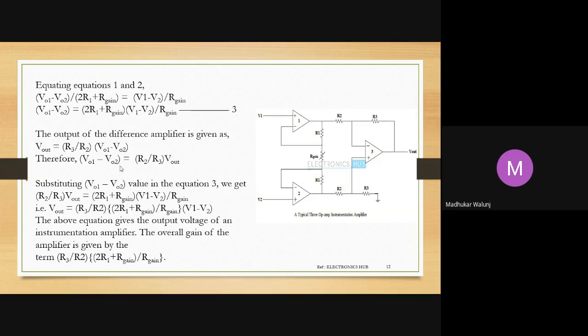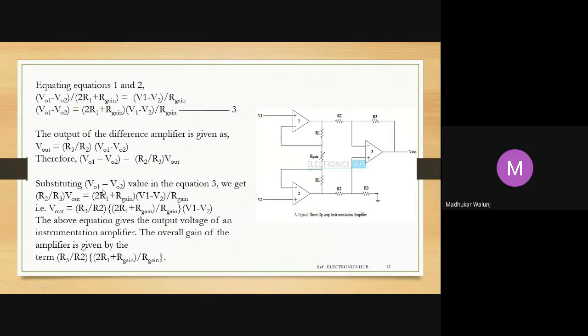So what we will have, VO1 minus VO2 is equal to R2 divided by R3 into Vout. So we can calculate in both ways: by putting the value of VO1 minus VO2 into the equation of Vout, or we can calculate VO1 minus VO2 separately, and we are going to equate these two equations, equation number 3 and this, the equation of the Vout.